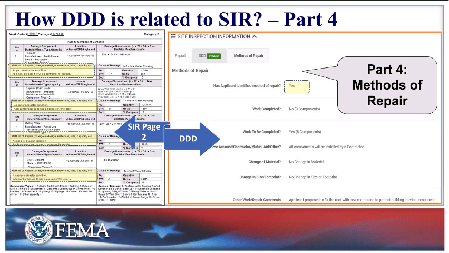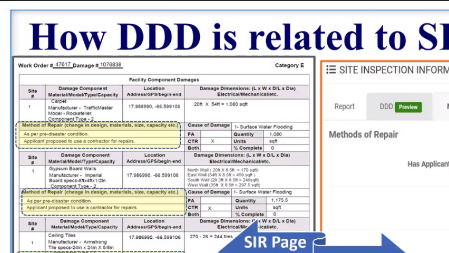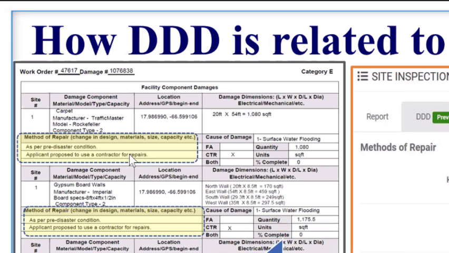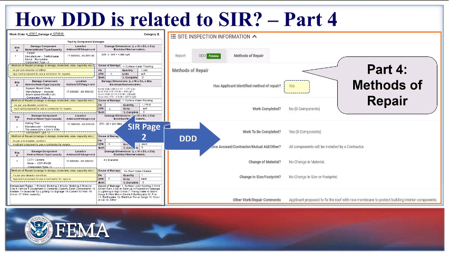So Part 4 talks about methods of repair, and as you can see here on the screen, we have the methods of repair box highlighted in yellow. And what is methods of repair? It is the plan or the action identified by the applicant, not identified by FEMA, but identified by the applicant, of how they wish to repair each of the damages included in the damage component list. So this is the applicant telling us how they want to repair.